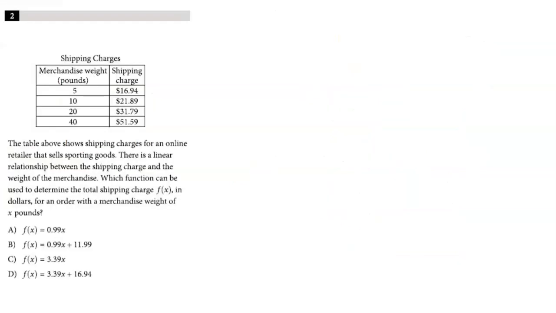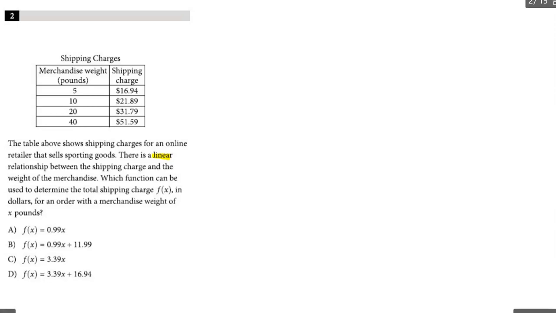All right, number 2. Looks like we have a chart, shipping charges. We have the weight of something plus how much it's charged. It says the table above shows the shipping charges for an online retailer. First key thing I see here is the word linear. There's a linear relationship, so that means it should be changing by the same amount. Which function can be used to determine? So basically they want us to figure out which one of these equations fits the chart.